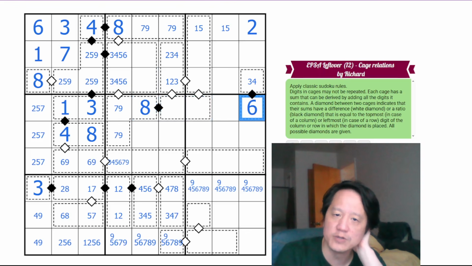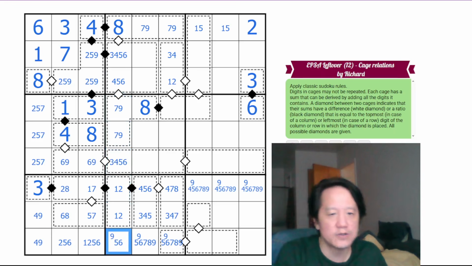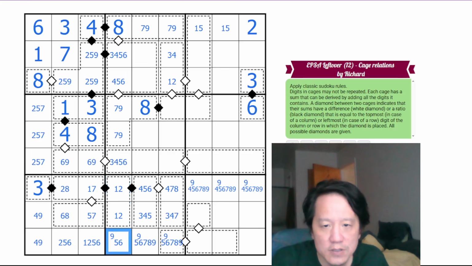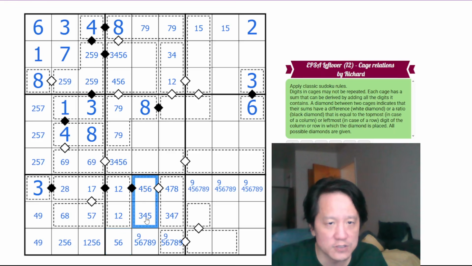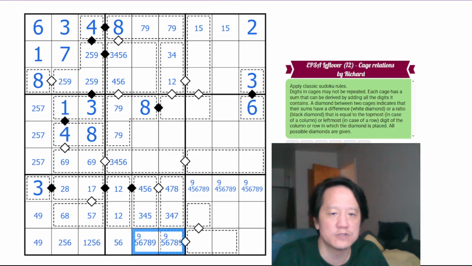8 can't be here. This must be 6 and 3 to multiply to be in a 1 to 2 ratio. Therefore, there's no 3 here, no 2 here, no 3 here. This cannot be 7 or 9 because of 7 or 9 in the column. Neither can this. So this is 5 or 6. One of these digits is 5 or 6. That means the rest of the box cannot contain 5 or 6.